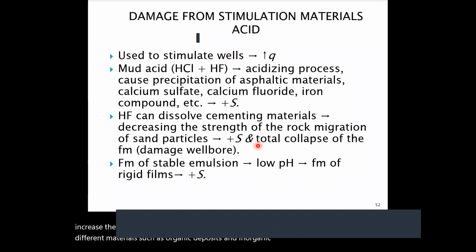So HF, which is the mud acid, can dissolve the cementing material. When this happens, there will be a decrease in the strength of the rock, and there will be migration of the sand. Then we will have positive skin and total collapse of the formation. There are cases where the formation is collapsed behind the cement. That's all because of the removal of the natural cements and decreasing the strength of the rock.